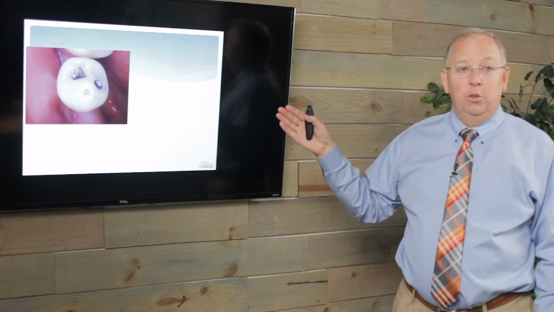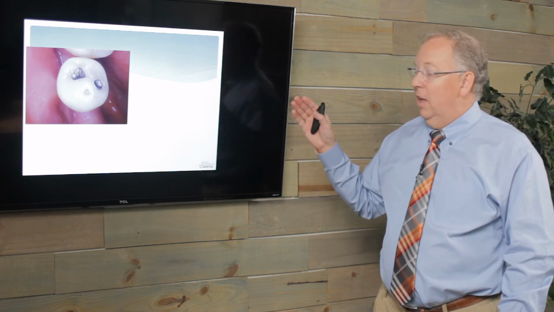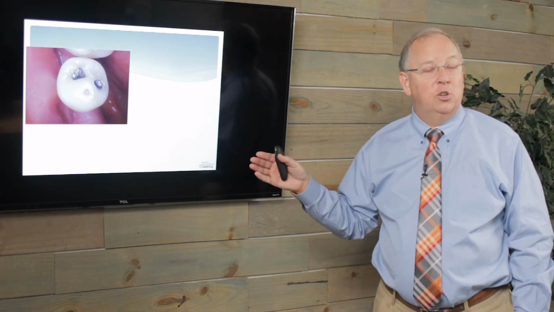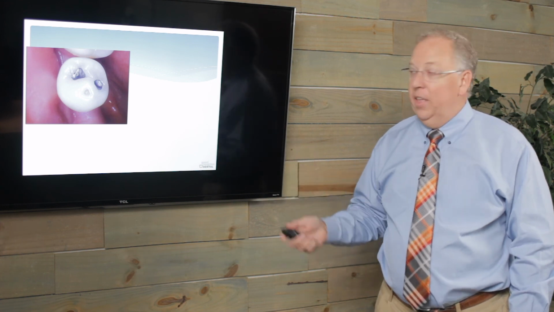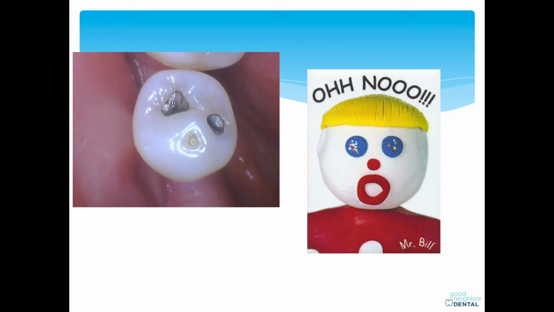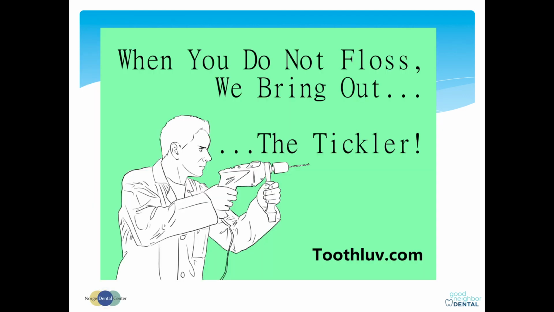This is really fun. What tooth number is this? If you were alive and you were a teenager in the 70s, you probably got the answer. That's the Mr. Bill tooth, because it looks just like Mr. Bill. If you don't know that, ask someone who's older than you. And when you don't floss, we bring out the tickler.